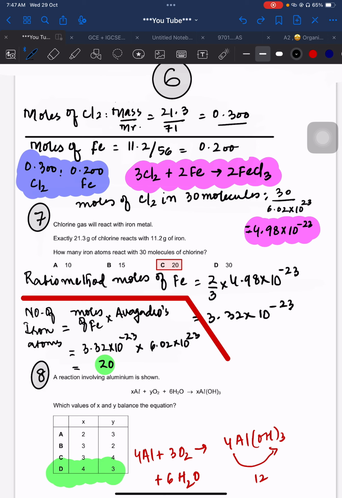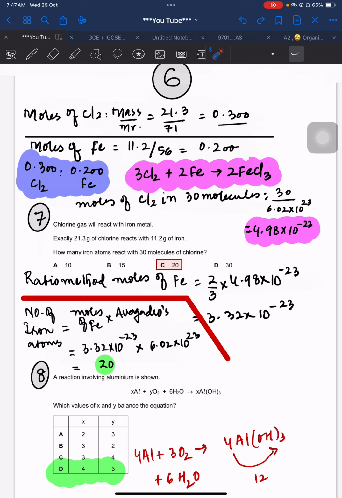Okay, so the examiner is saying in this question that chlorine gas will react with iron metal. Exactly 21.3 grams of chlorine reacts with 11.2 grams of iron. How many iron atoms react with 30 molecules of chlorine? First of all, we are going to calculate the moles of chlorine. Moles is equal to mass over Mr, so it is 21.3 divided by 71. Cl2 is the chlorine gas, and we have taken it as 71.